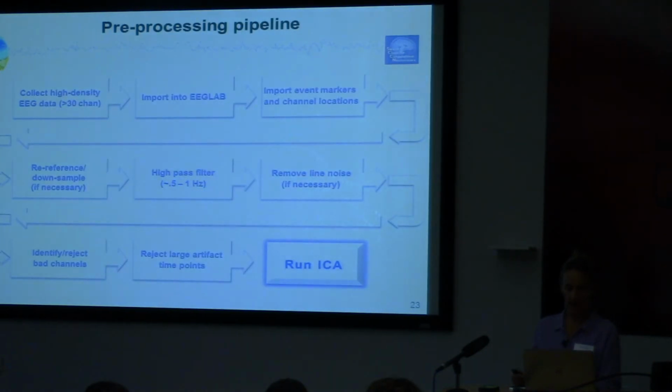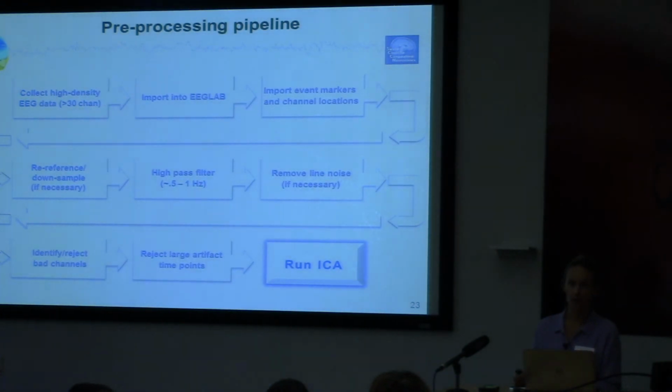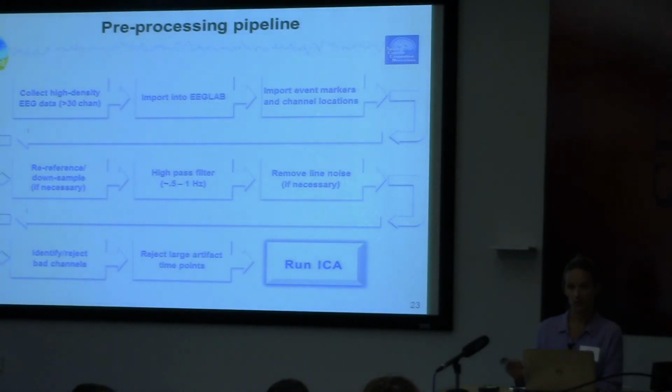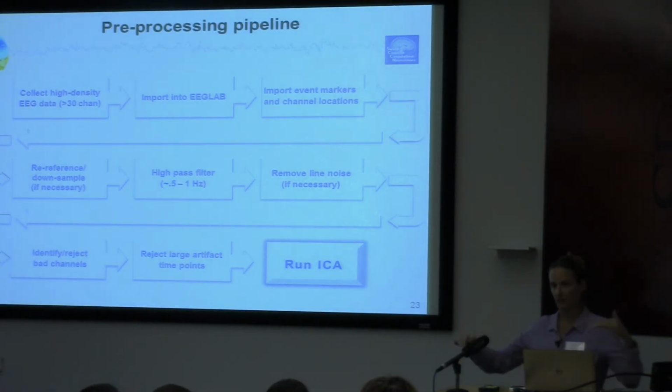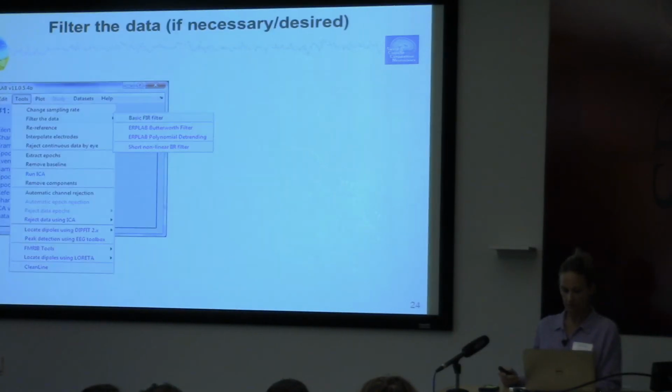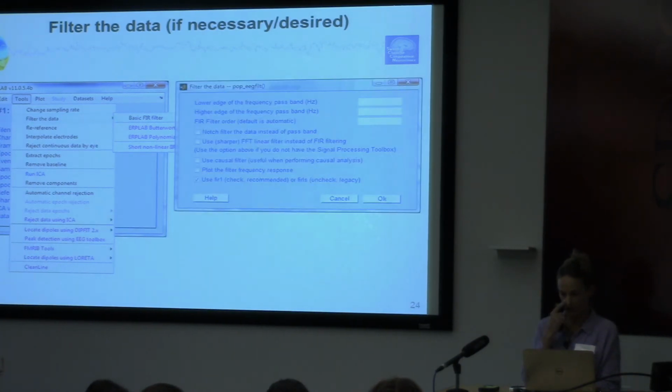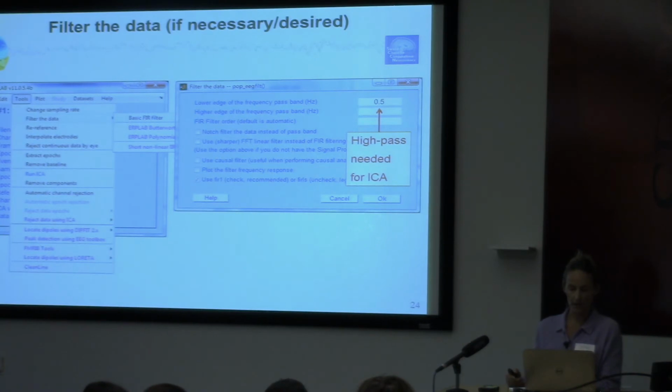Okay, the next step, high pass filter. High pass filtering is not necessary when you're just looking at the channel level. It's very necessary for ICA if there's no high pass on your amplifier, and that's just because ICA can't handle slow drifts. To do a high pass, from the tools menu, filter the data, and there's lots of different options, lots of plugins for different types of filters, but the basic FIR filter here, you would just type in what low frequency you want to high pass over.